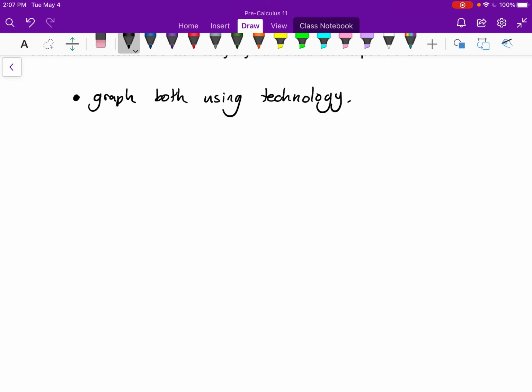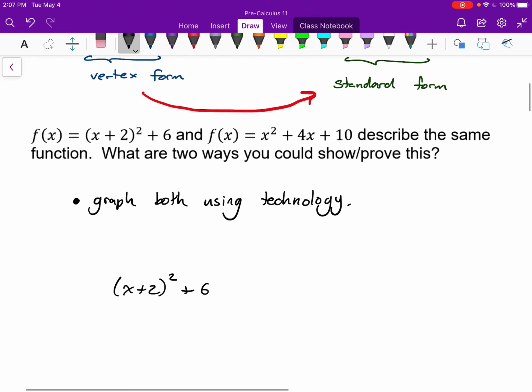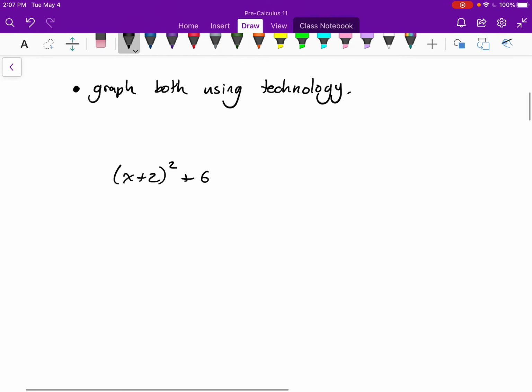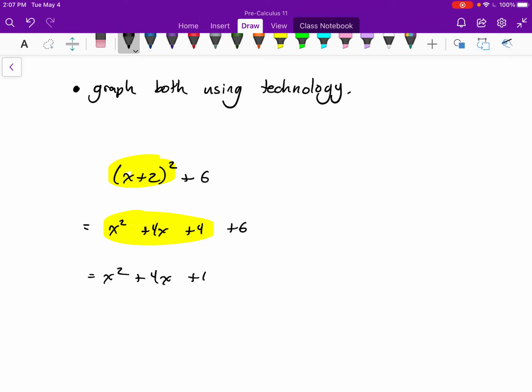So let me take my equation that I started with here in vertex form, (x + 2)² + 6. I can show quite quickly, using things we've done many times already in this course, really from previous courses, that this is equivalent to x² + 4x + 10. If I take this binomial that is squared, I can expand it really quickly, remembering it's going to be 3 terms. The first term is going to be x squared. The last term is going to be positive 4. The middle term is going to be x times positive 2 times 2, which is 4x. Plus 6, combine like terms, and you can see I'm done. So again, this is standard form.